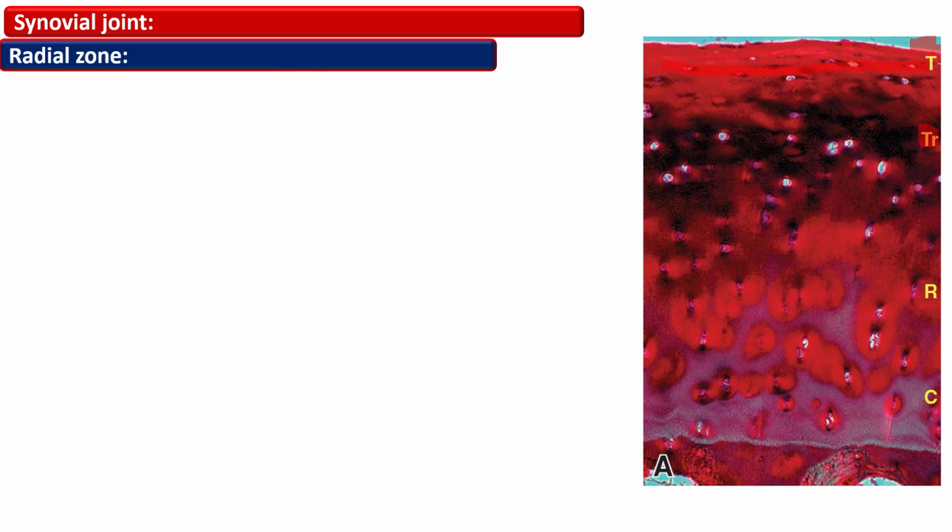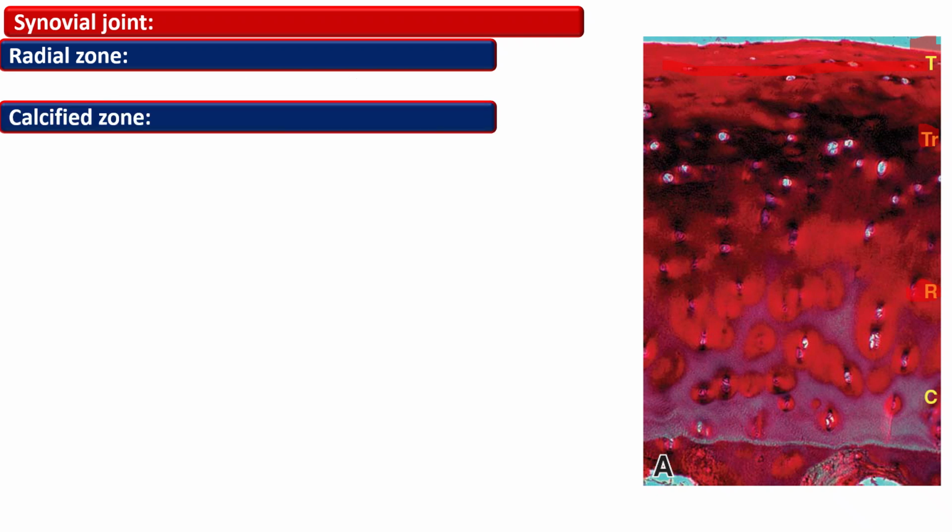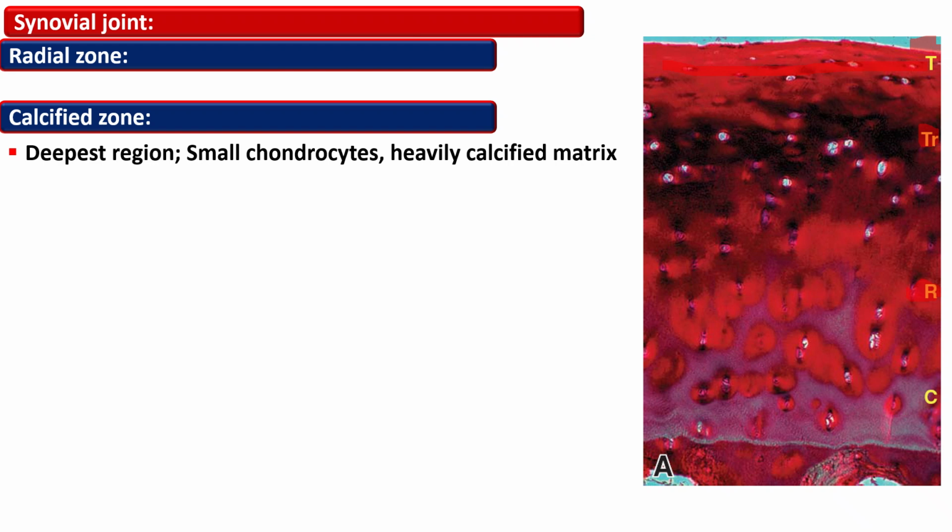So the first zone was the tangential zone or gliding zone. The second one was this transitional zone, and the third one is termed the radial zone. In this radial zone, the chondrocytes are small and arranged in short columns, just like the epiphyseal plate. The collagen fibers here are large and lie perpendicular to the articular surface.